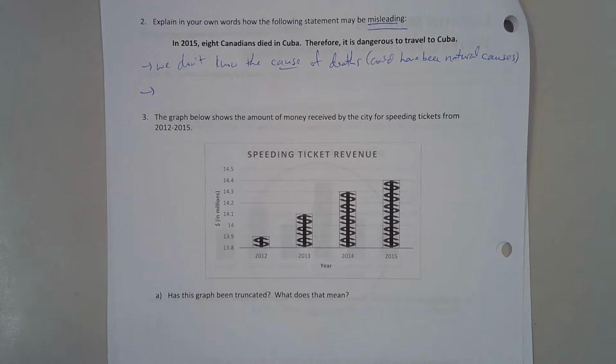Is there a right answer to these questions? There's a range of answers, as long as what you say makes sense to me, then that's fine. Yeah, we don't know anything about the causes. Another thing we don't know is how many people went to Cuba. If 8 Canadians died, but 8 million Canadians went there, that's a very low percentage, right?